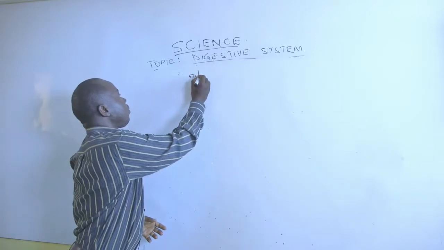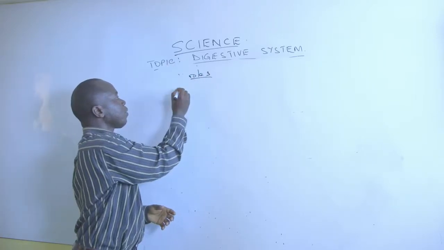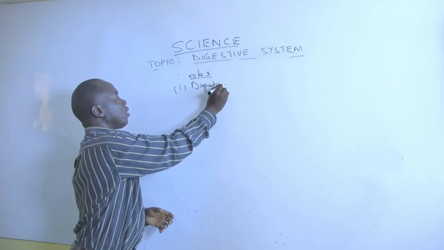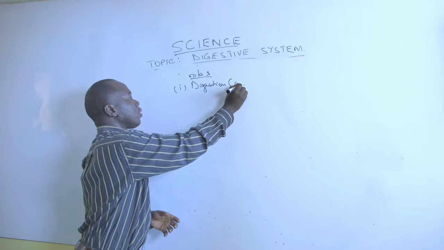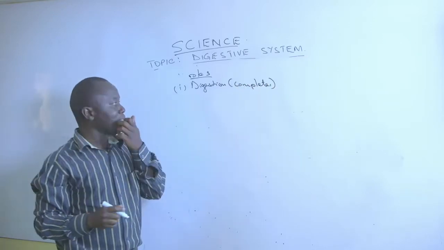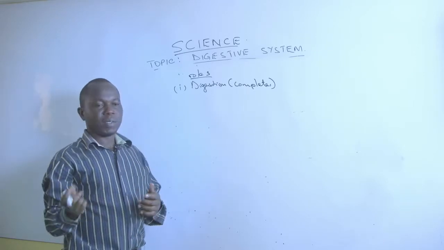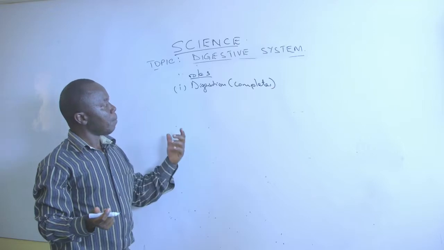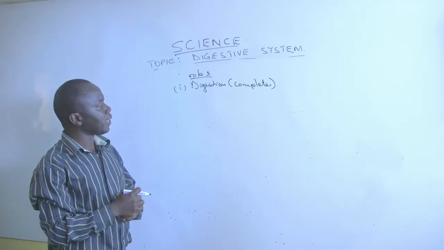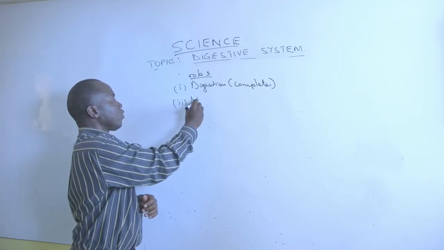So as we sum up digestion in the small intestine, we can simply look at the roles. One, it completes digestion. We have seen peptides being converted to amino acids by peptidase, and maltose being converted to glucose by maltase. Then another role is absorption of digested food.